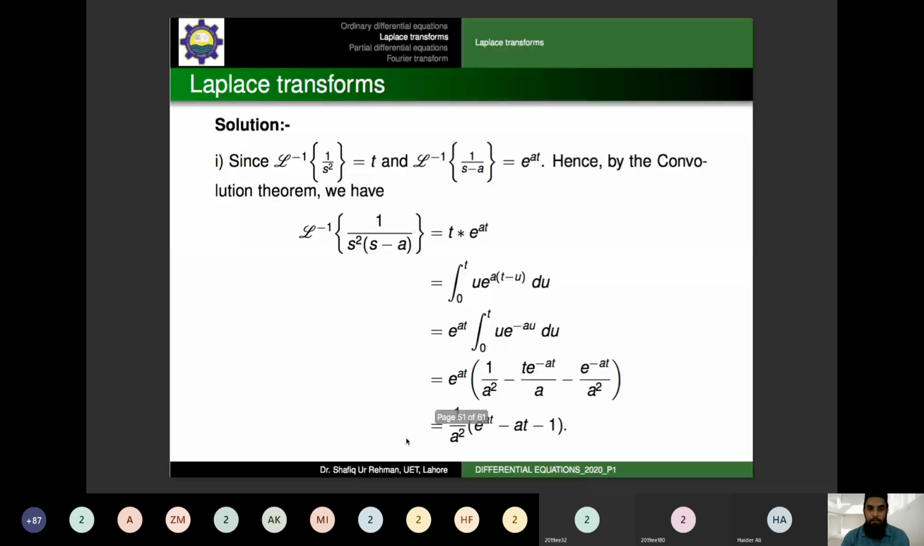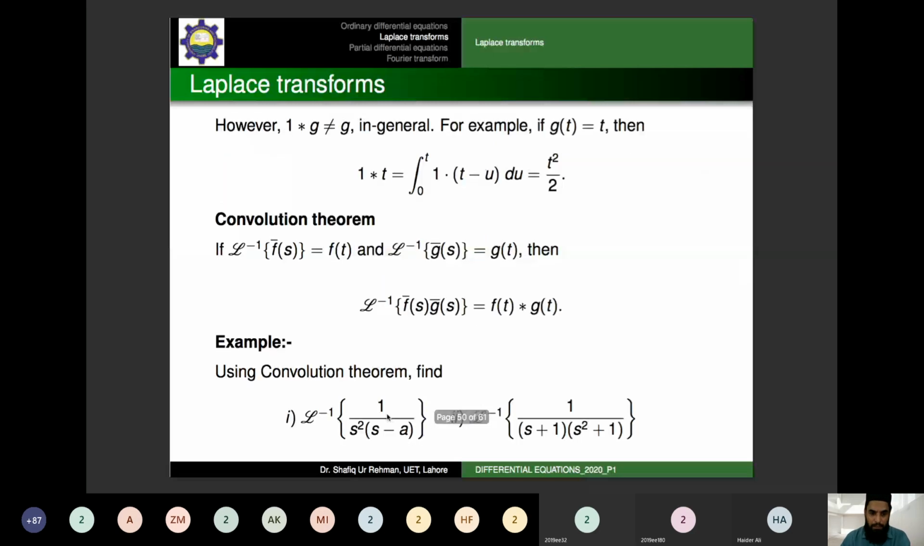Keep an eye on the inverse of 1 upon s minus k, because you have to have the inverse of f and the inverse of g. So if you do separate them, because the formula says there should be the product f bar of s times g bar of s, you can separate them: 1 upon s minus k as f bar and 1 upon s minus a as g bar.